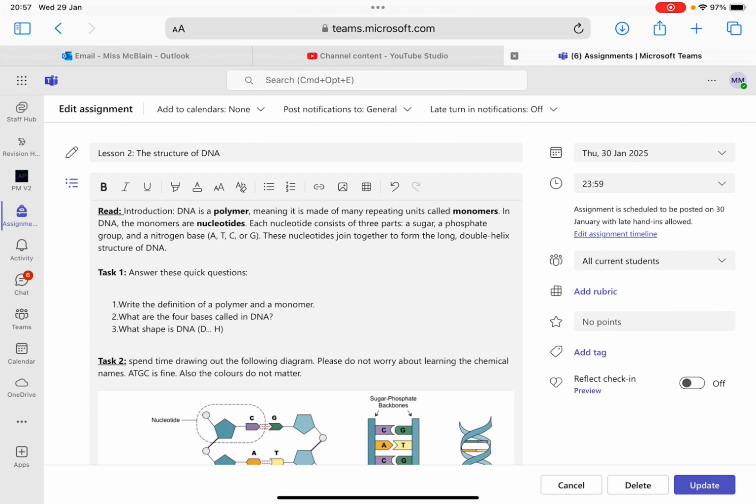Hi Leon, so this is the second lesson of the day. This is about the structure of DNA. I'm going to read a little bit out that I've put on for everybody else.